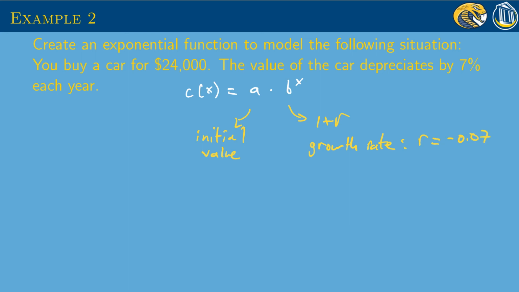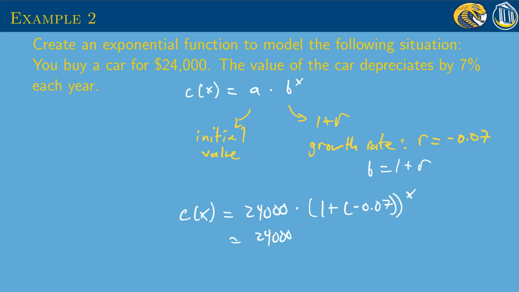This time, when we write b equals 1 plus r, we'll actually be writing 1 plus a negative number. Putting this all together, we have our cost function c of x is our initial value, 24,000, times 1 plus negative 0.07 to the x, or equivalently, 24,000 times 0.93 to the x. Since our growth factor now is less than 1, this shows that this is decreasing exponentially.